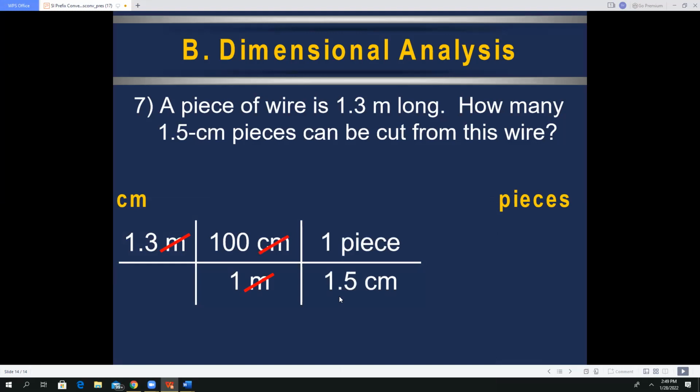How many pieces do we have? Okay, once we multiply, divide, we're going to get a number. And that number, remember, 1.3 times 100 divided by 1.5 is going to give me a remnant, and that is 86.67. Now, if I have 86.67 pieces, one of those pieces does not meet the criteria. That's the 0.67 one, right? So that means we only have 86.